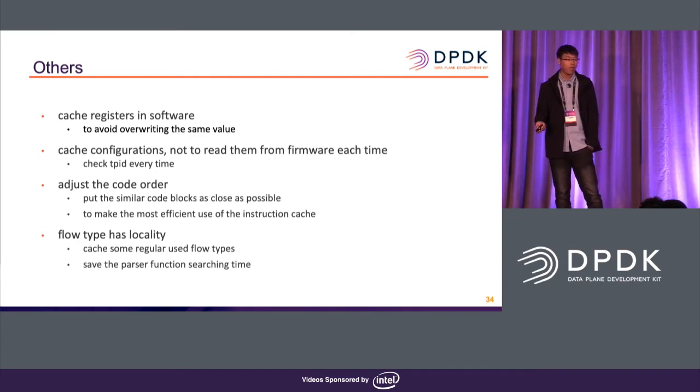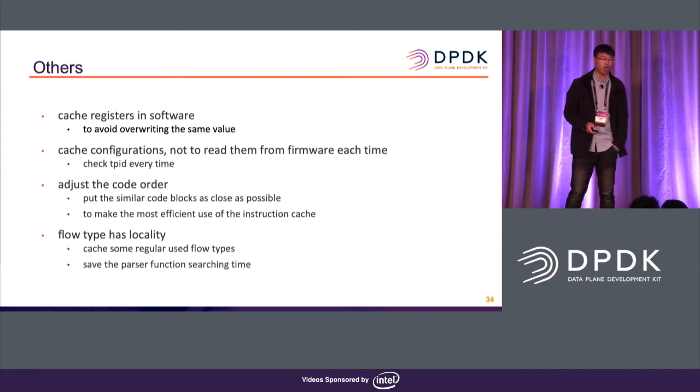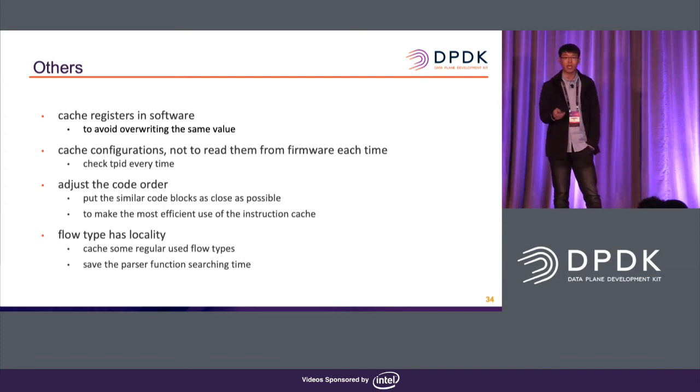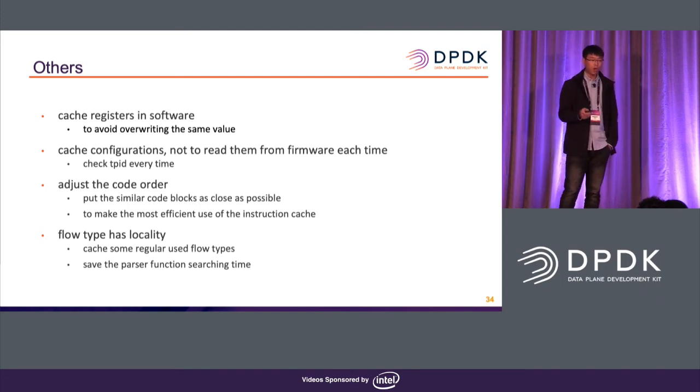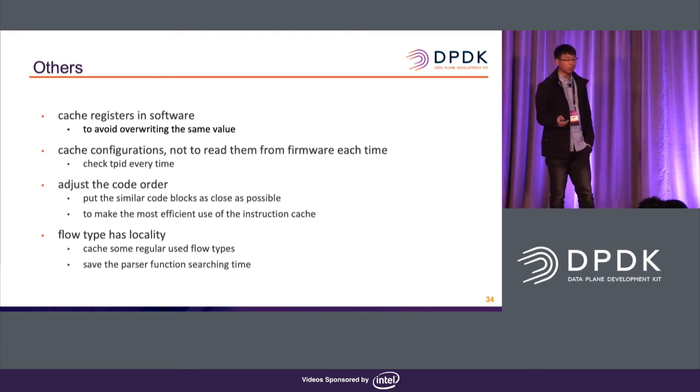And then we can adjust the code order to put the similar code blocks as close as possible to make the most efficient use of the instruction cache. And at last, the flow also has locality. So we can cache some regularly used flow tabs to save the parser function searching time.